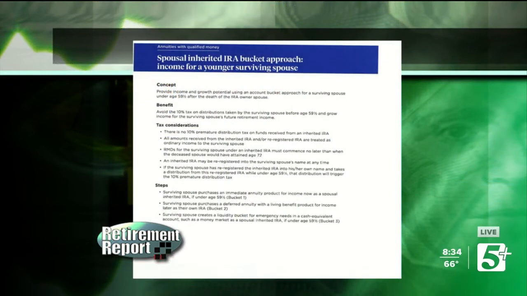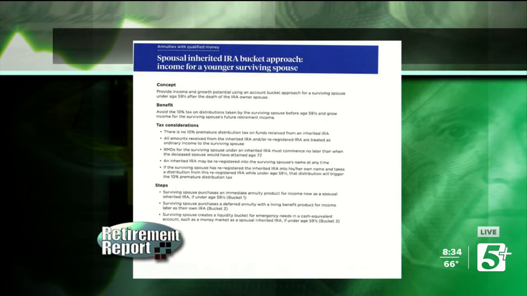One of them here is the spousal inherited IRA bucket approach. So this is income for a younger surviving spouse. This is on page 16. We'll get that one up. So the concept here is we want to provide income and growth potential. Use an account bucket approach for a surviving spouse who's under the age of 59 and a half after the death of the IRA owner's spouse.